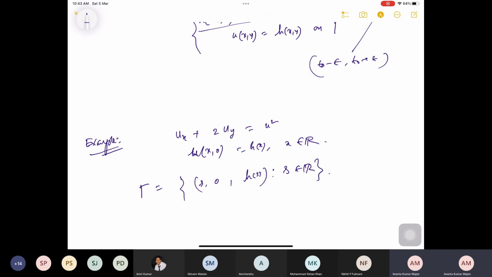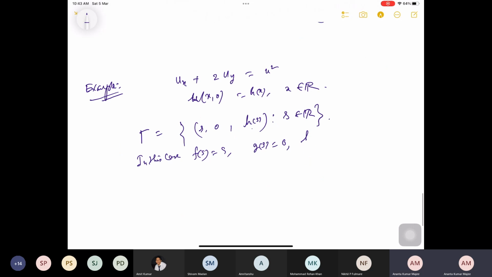So in the general case, I wrote this as f(s), g(s), and h(s). So f(s) is equal to s in this case, g(s) is equal to 0, and h(s) is there. Sir, do we have to find this curve, or is it given in the question? See, u(x, 0) = h(x) is given to you.